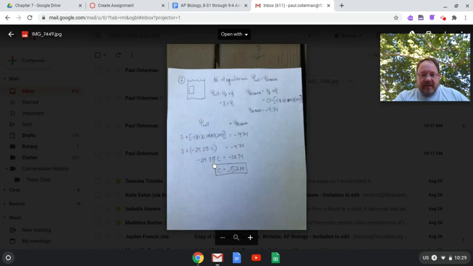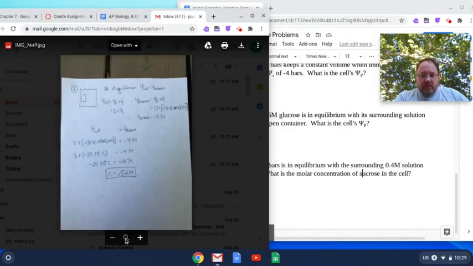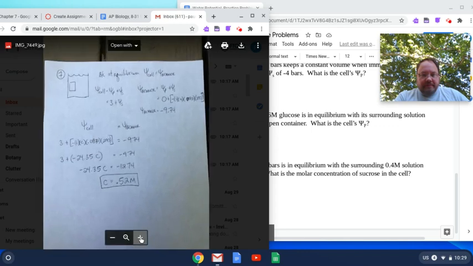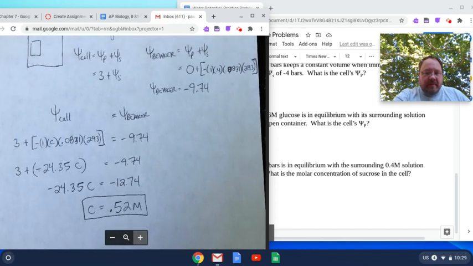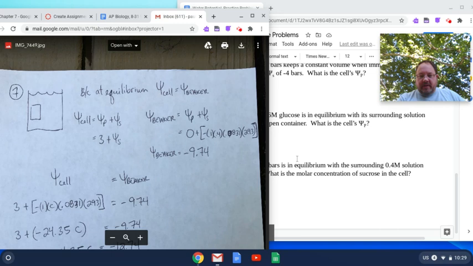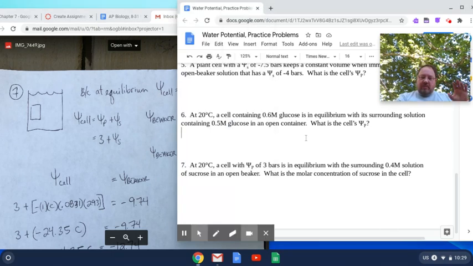Okay, last thing here, we'll look at number 7. Number 7 is slightly more complicated than the other ones, but it's still no problem for you guys, I'm sure. So what do we know? The system's at 20 degrees Celsius. For the cell, they give you the pressure potential of 3 bars, and they tell you it's at equilibrium with a surrounding solution of 0.4 molar sucrose in an open beaker.